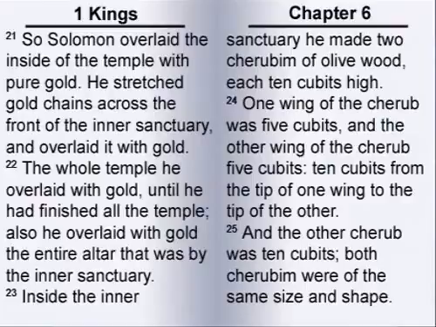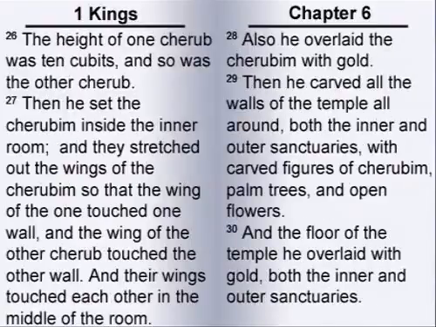Inside the inner sanctuary he made 2 cherubim of olive wood, each 10 cubits high. One wing of the cherub was 5 cubits, and the other wing of the cherub 5 cubits, 10 cubits from the tip of one wing to the tip of the other. And the other cherub was 10 cubits. Both cherubim were of the same size and shape. The height of one cherub was 10 cubits, and so was the other cherub.